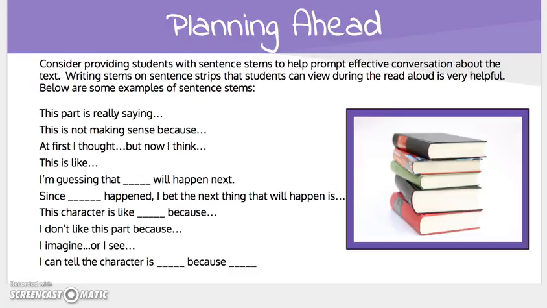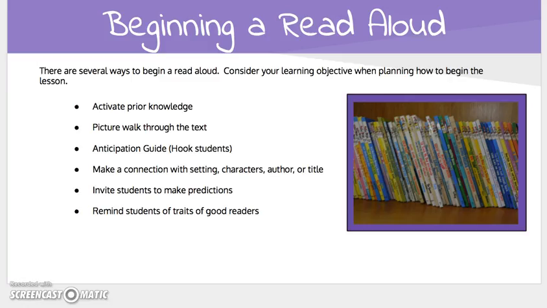So when you're beginning your read aloud, there are several different ways you can start. First, you could activate students' prior knowledge. You could do a picture walk through the text, and that's typically going to be mostly for when you're reading informational text, but occasionally in fiction text and depending on grade level as well. You can use an anticipation guide. You could make a connection with the setting, the characters, the author, or title. You could invite students to make predictions about the story, maybe show them the title or show them the picture.